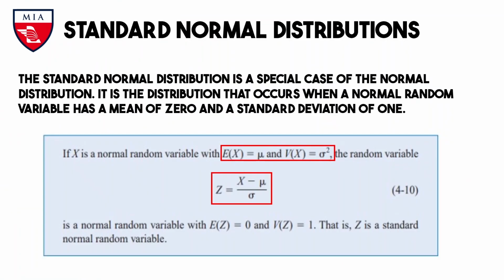So next we have the standard normal distribution. It is the distribution that occurs when a normal random variable has a mean of 0. Like I said earlier, the standard normal distribution happens if the mean is 0 and the standard deviation is equal to 1. So we have here mu is equal to 0, sigma is equal to 1.